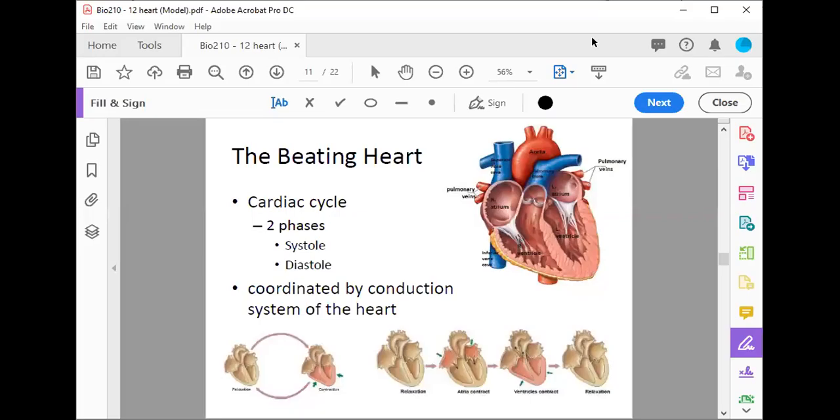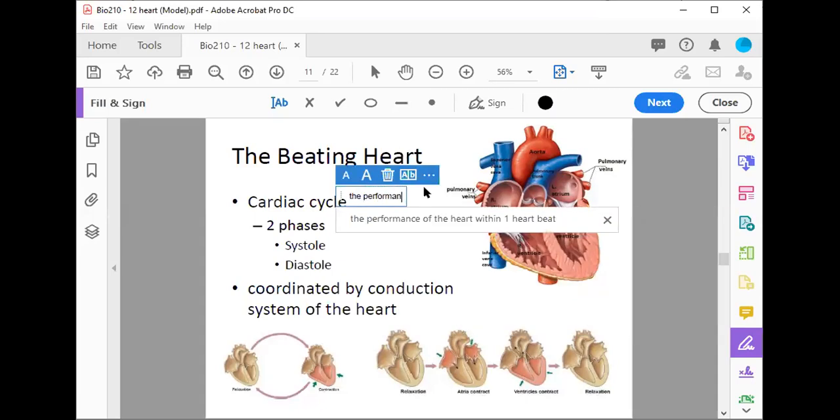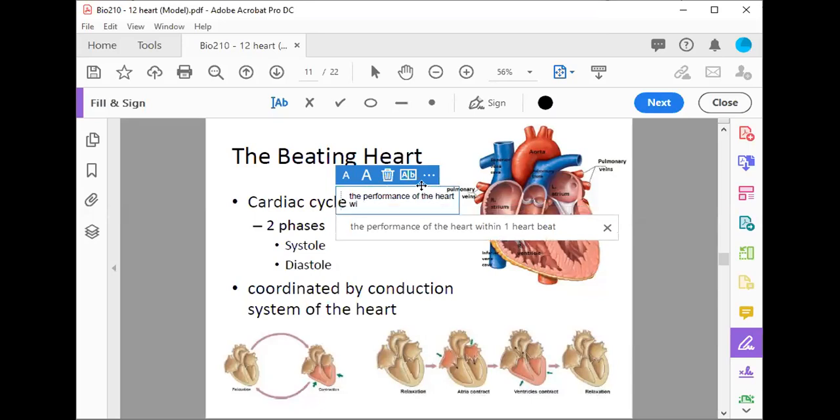All right, let's continue on with the heart. The cardiac cycle. The cardiac cycle is defined as the performance of the heart within one heartbeat.